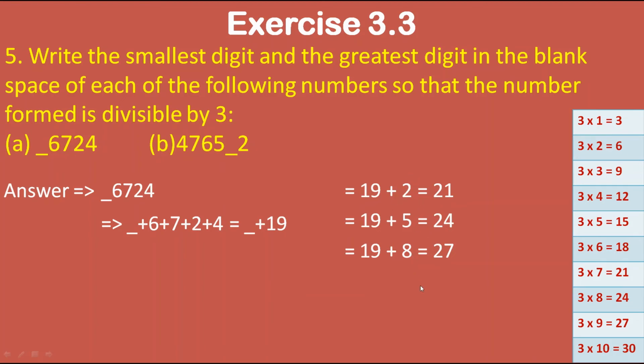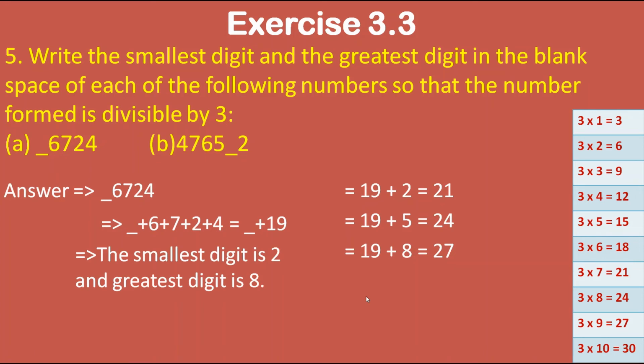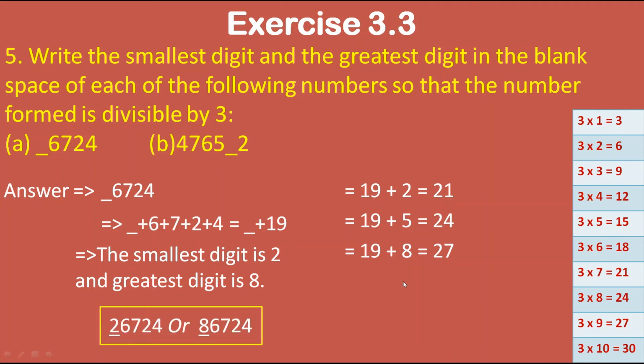And they have told us to find the smallest digit and the greatest digit. So here the smallest digit is 2 and the greatest digit is 8, right? Therefore the digit must be 2 or 8. So the number should be 26,724 or 86,724. Okay, now let's check for the second one.